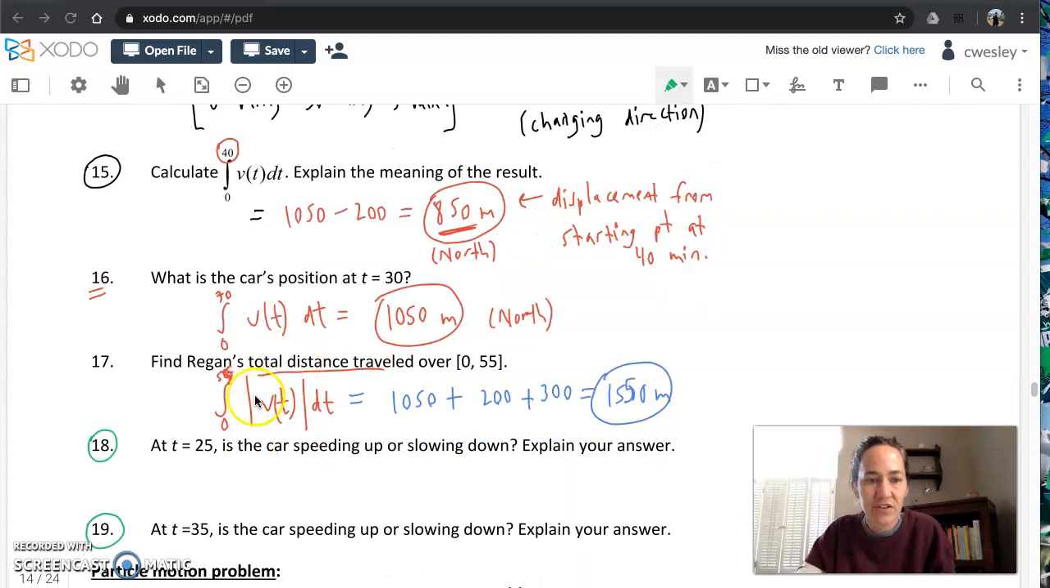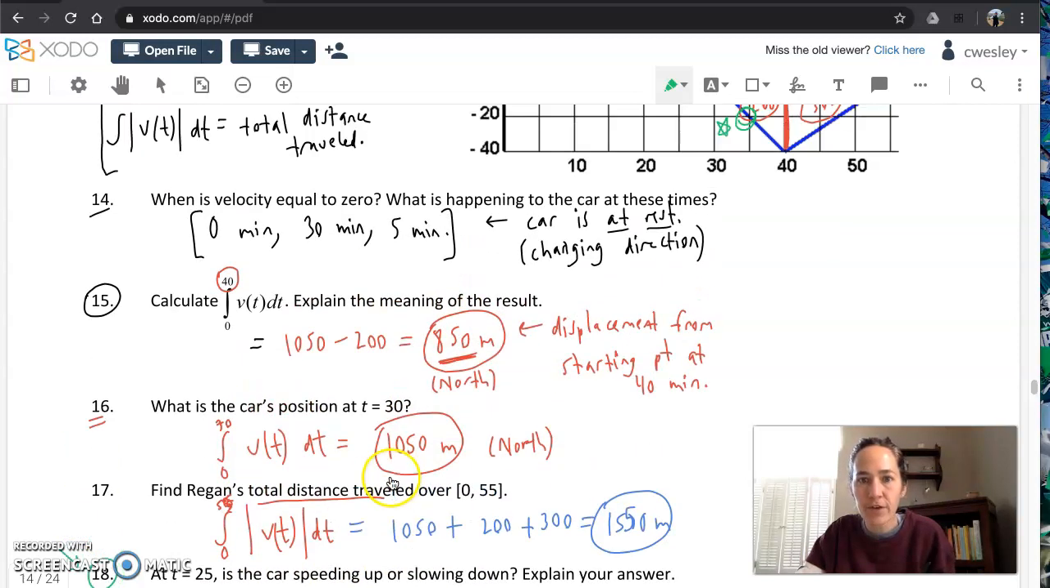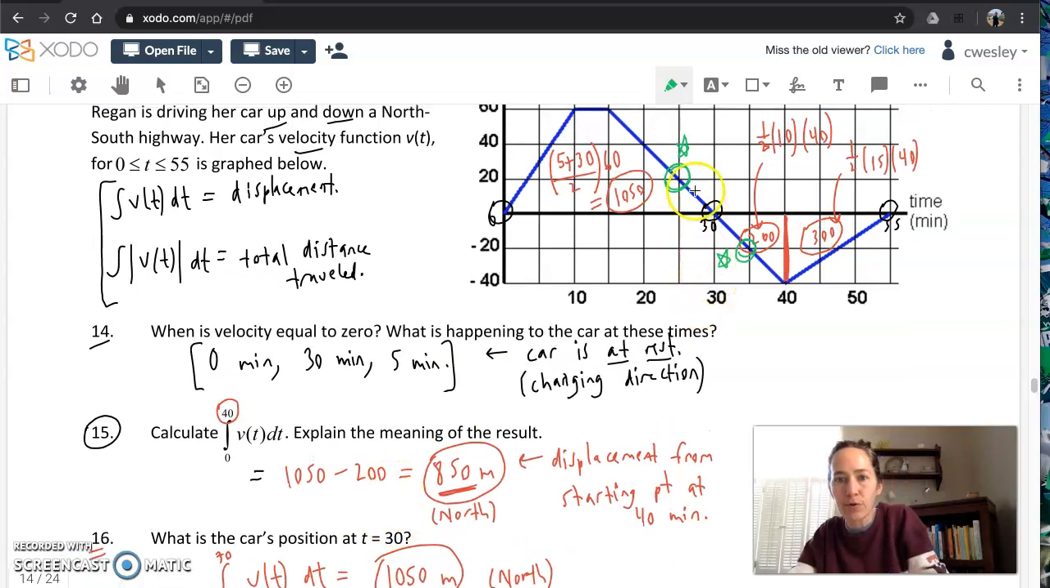Okay, let's take a look at 18 and 19 here. These questions about at specific points in time, is the car speeding up or slowing down? I went up to the graph and I just circled the two spots where this is going to happen. So here's t equals 25, where our velocity is, and here's t equals 35. And we want to think about velocity versus acceleration. Now, what about at t equals 25? Can I ask you some questions about that? At that point, is the car traveling north or south?